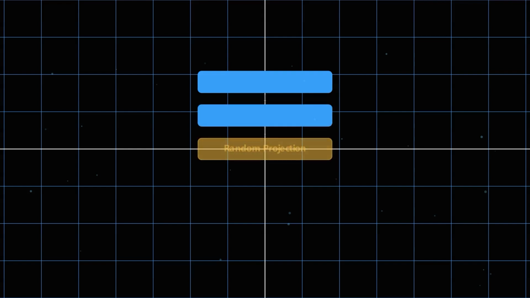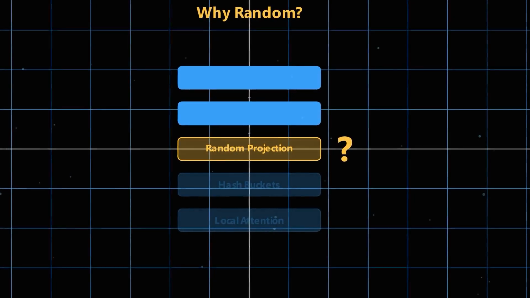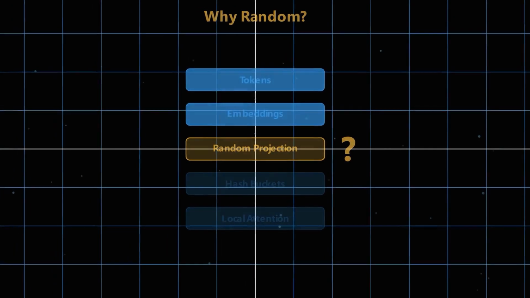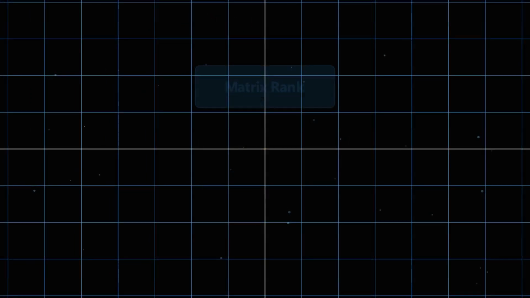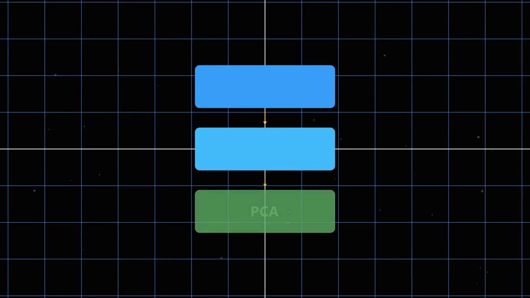Now let's pause for a moment. Reformer chooses completely random directions to group similar tokens. But shouldn't something feel a little strange? Why random? We've already learned something fascinating. Matrix rank told us that information often lives in fewer dimensions. Singular value decomposition showed us those important directions. And PCA uses exactly those directions to preserve the maximum amount of information.